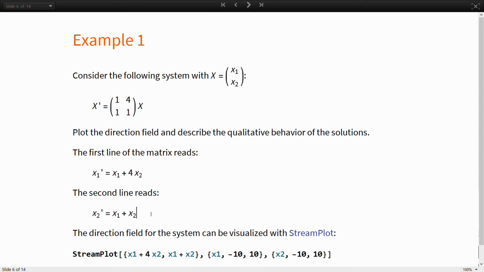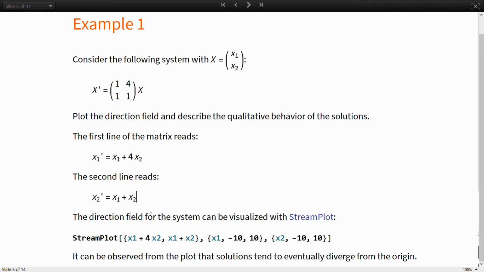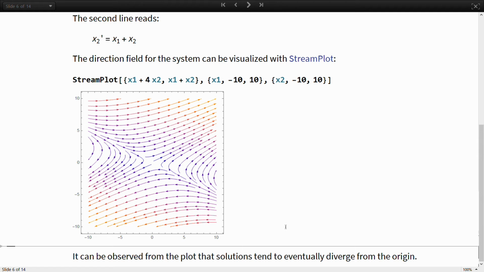We will use streamplot to visualize the direction field for the system. The list in the first argument of streamplot contains the right-hand side of these two equations. The streamplot function then uses these to solve the system to generate the local direction field at a particular point. We can see in the plot that the solutions will all tend to diverge away from the origin.